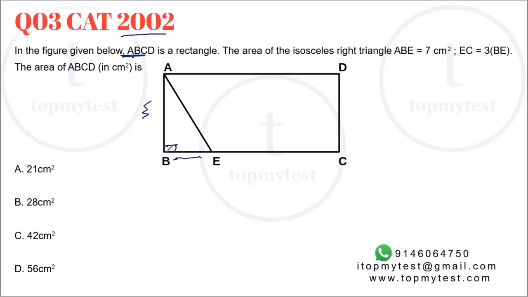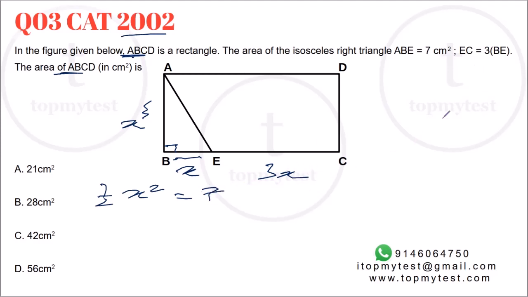So we can find the side as such and we know the length AB as well. EC equals 3 times BE. So if this value is X, this value will be 3X. Find the area of ABCD in square centimeter. So one way to do it is, this is X, half X square should be equal to 7.